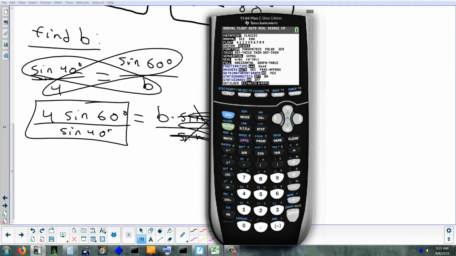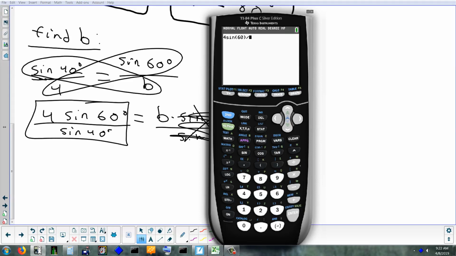All right, so put it in degrees. Type in 4 sine 60. Now on my calculator, it's very important. I go like that. If I don't put that parenthesis in, it will come out wrong. Okay? Because I'm done with the top.